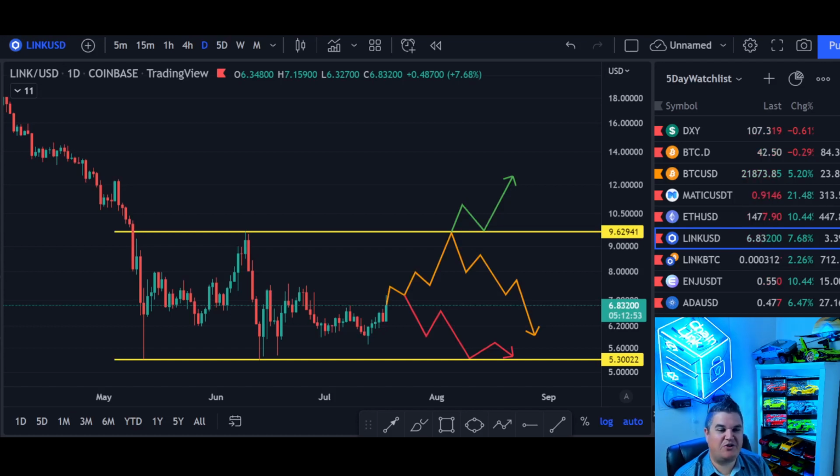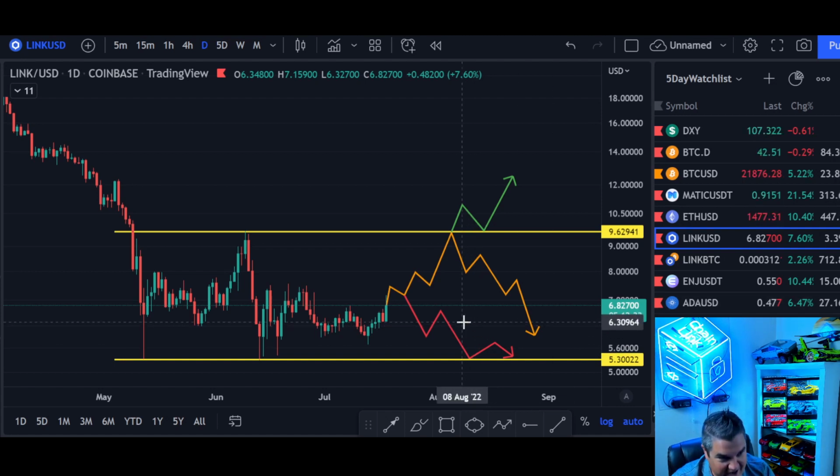My name is Chase. Today we're going to look at Chainlink against the US dollar. We're going to look at three possible scenarios. We're also going to do a little bit more of a deep dive and look at some indicators that might help us tell what we're looking like, bullish or bearish, and how bullish or bearish we are in the current moment. So let's get right to it.